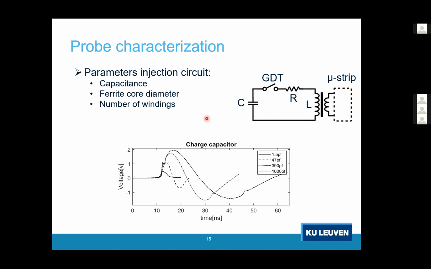Okay, so then we characterized, or we varied, 3 different components. So the capacitor, the diameter of the ferrite core, and the number of windings. The first thing that we tried was changing the capacitor, and as you would expect, the bigger the capacitor, the higher the voltage of the pulse that was injected, but also the larger the width of the pulse. So this is the voltage measured with a microstrip line and the time response of the pulse.